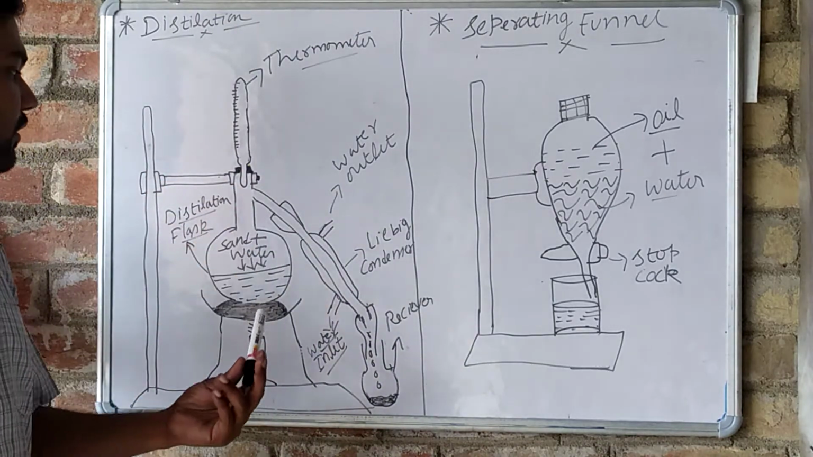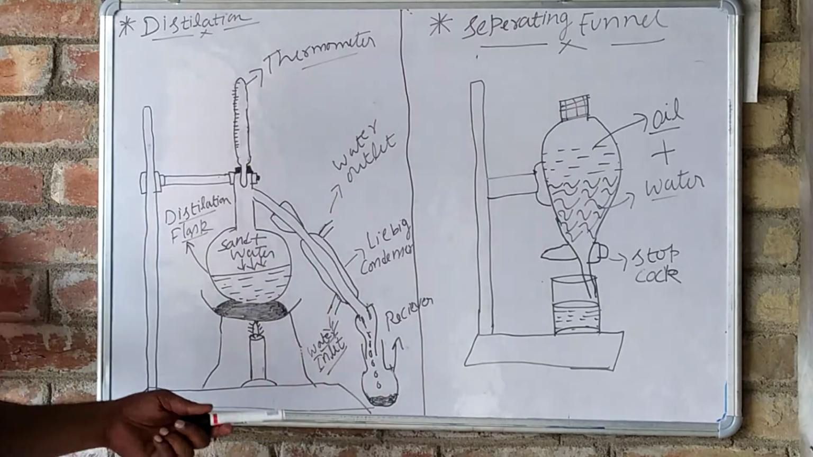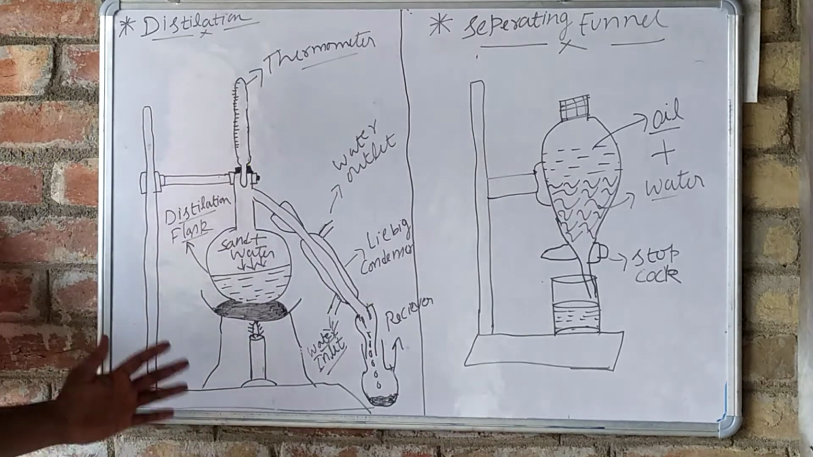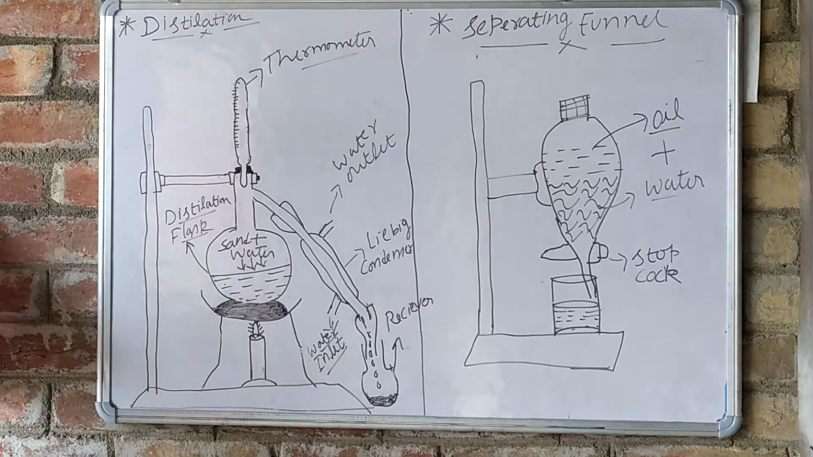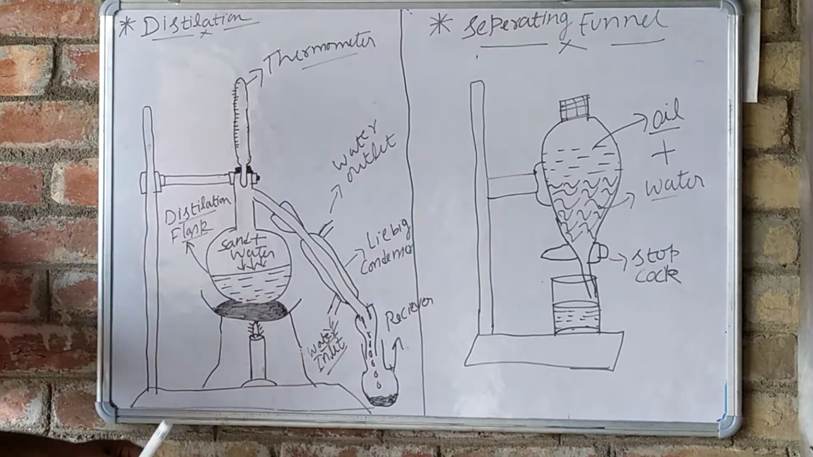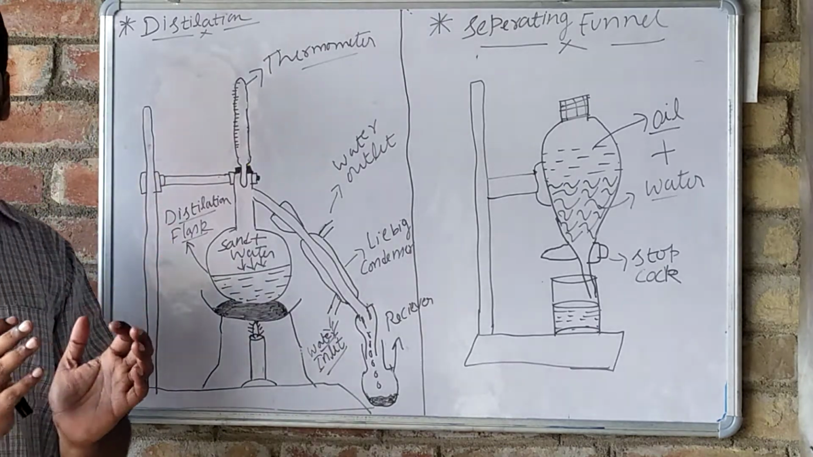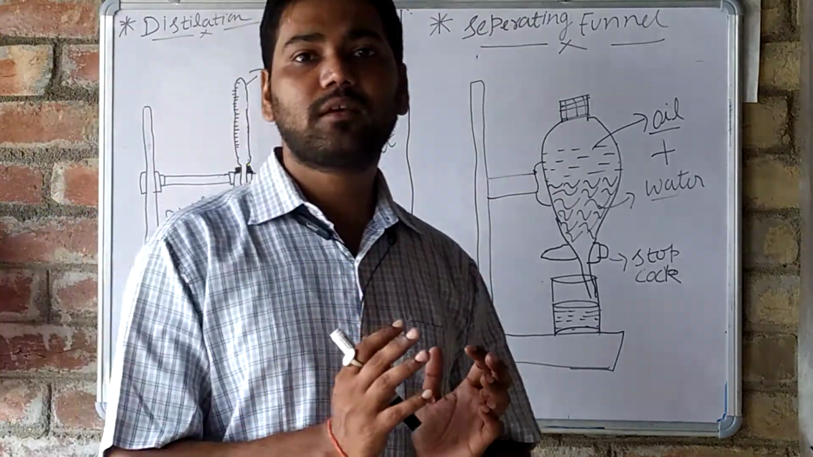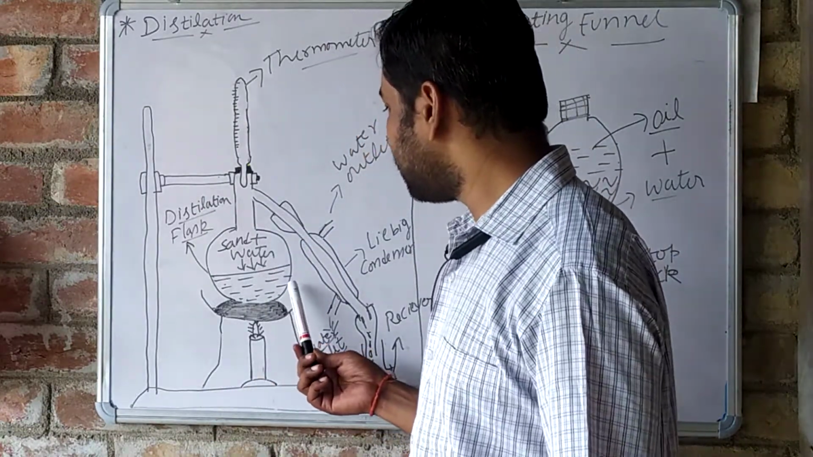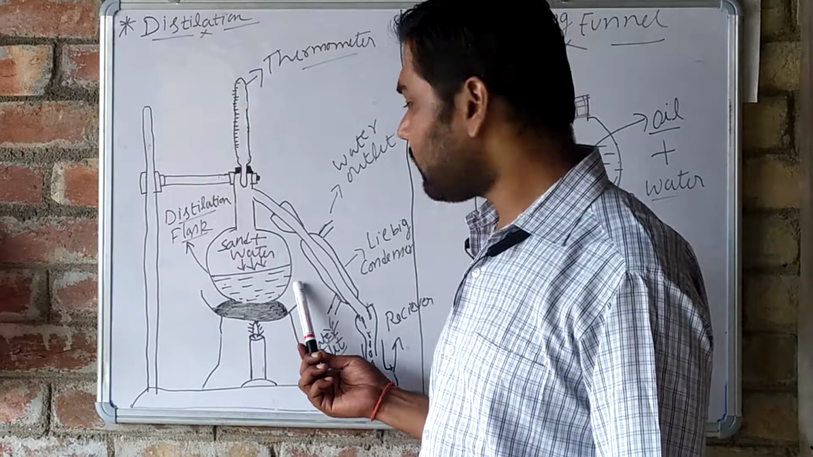First, see, I have made this diagram. Now we will first study the whole setup, how the whole setup is made. See here what happens. We will have a distillation flask. This round flask is known as the distillation flask.